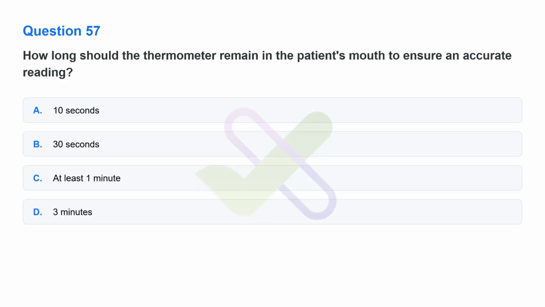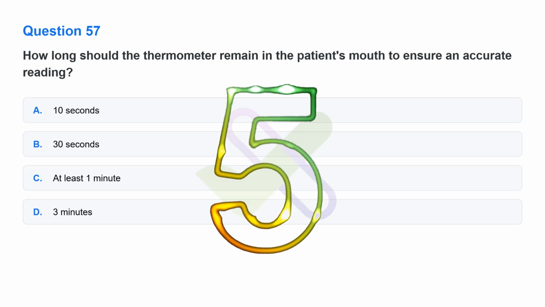How long should the thermometer remain in the patient's mouth to ensure an accurate reading? A. 10 seconds. B. 30 seconds. C. At least 1 minute. D. 3 minutes.